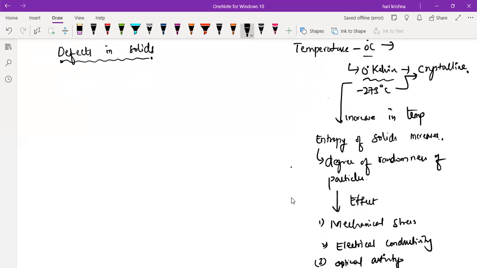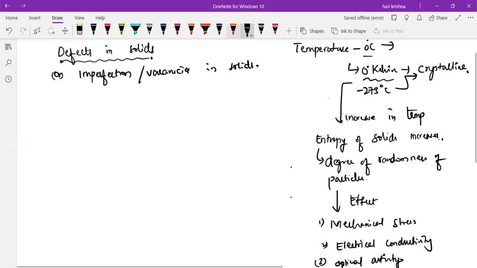So these are the things which will affect the solid, so we will study about the defects in the solids. There can be different defects, again the point defect, line defect and all. You can say the topic defects in the solids is also imperfection or vacancies present in the solids.